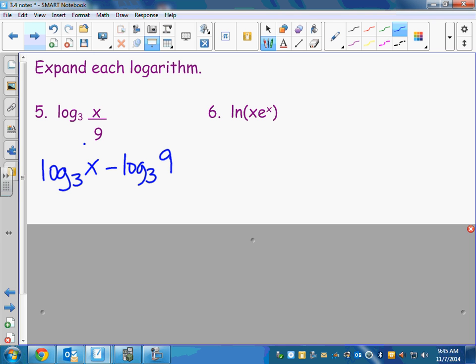So then I want you to just check to see if you can do anything. We can't do anything with this x. Can you tell me what log 3 of 9 is? 3 to the what equals 9, which is 2. So the best answer here would be to say it's log 3 of x minus 2.